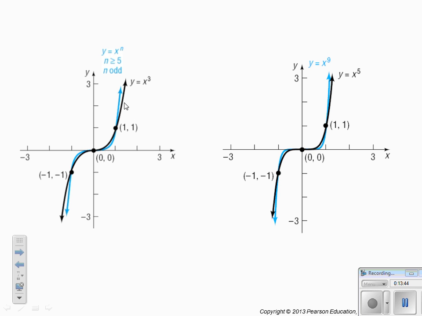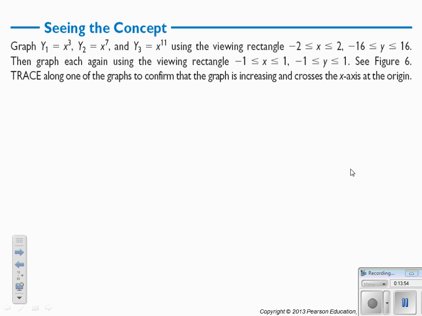So here's the cube, here's x to the 5th, and then here's x to the 9th, which is even more of a squared off shape. So I'm not having you guys write this down. This is just a look.